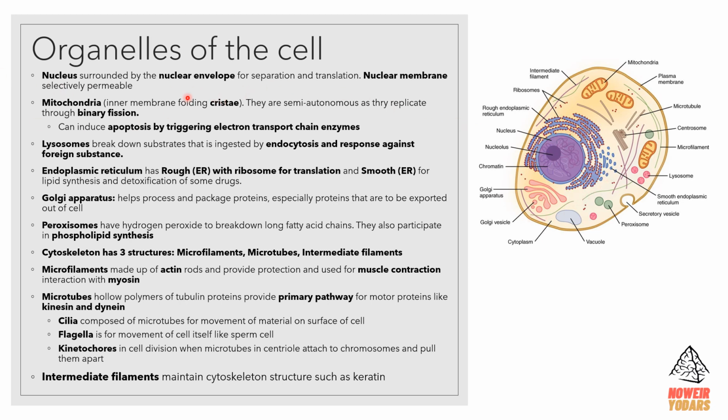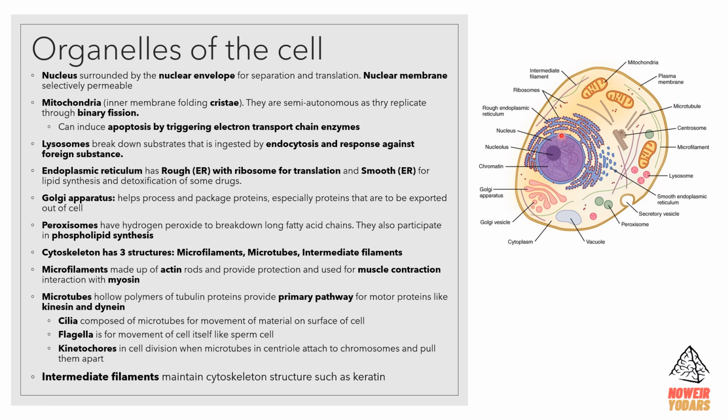Alright, then we have the mitochondria. You probably heard about this. Mitochondria is the powerhouse of the cell. Alright, and then inside there are foldings. If you can see a little bit here, the foldings inside the mitochondria are called cristae.